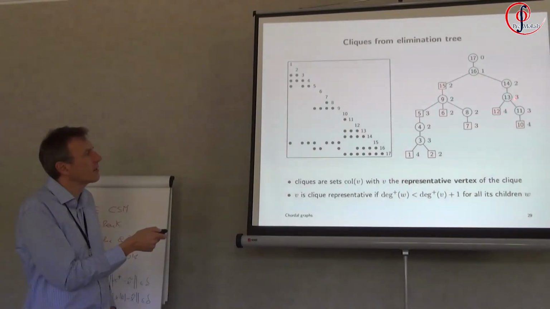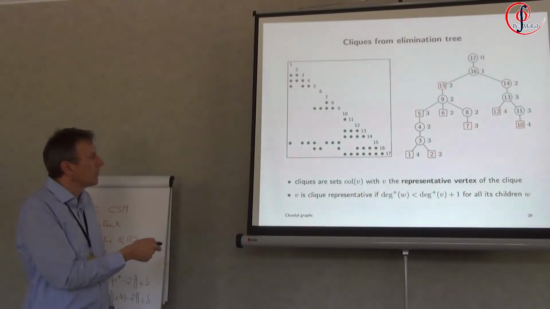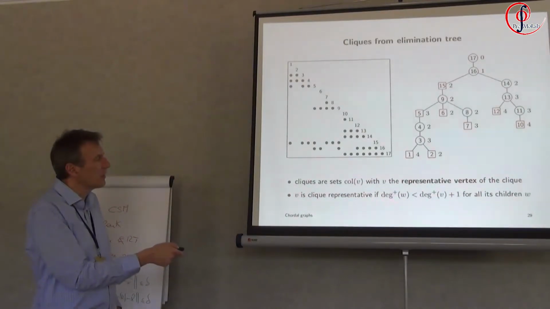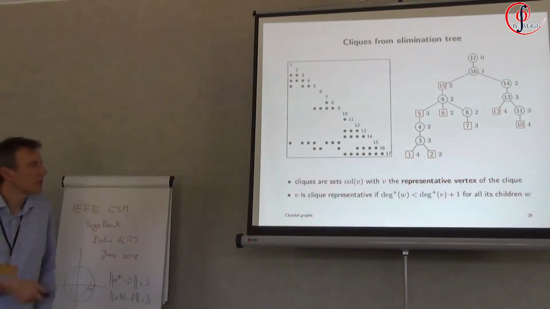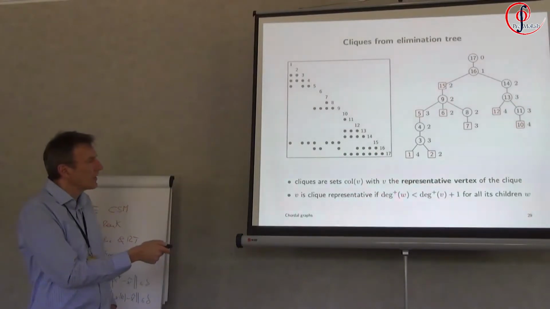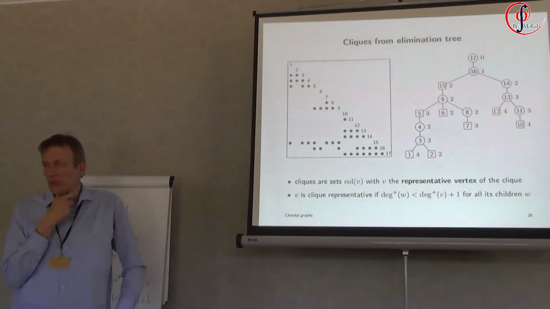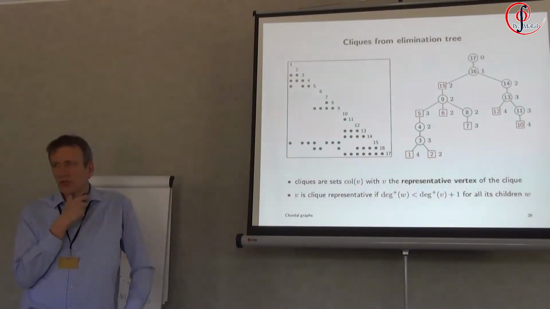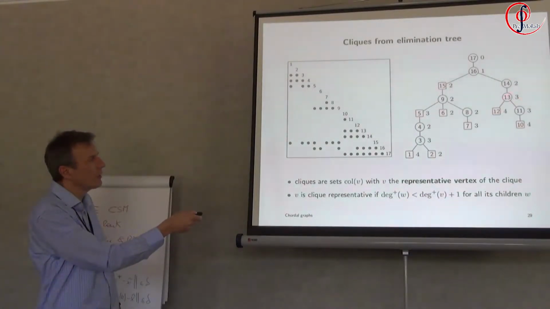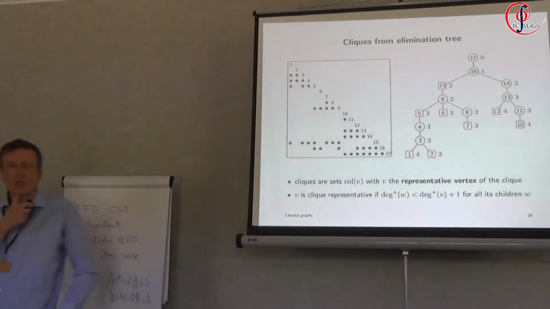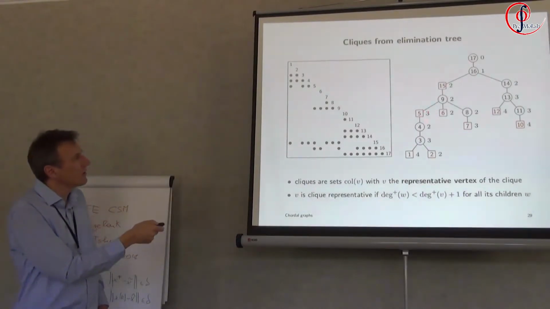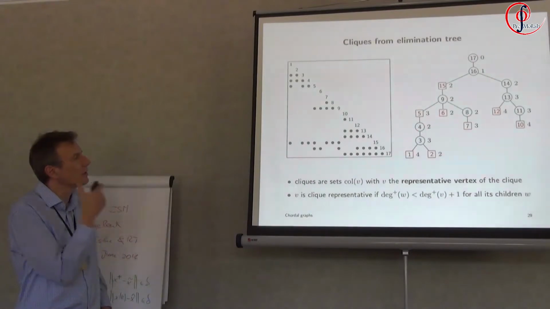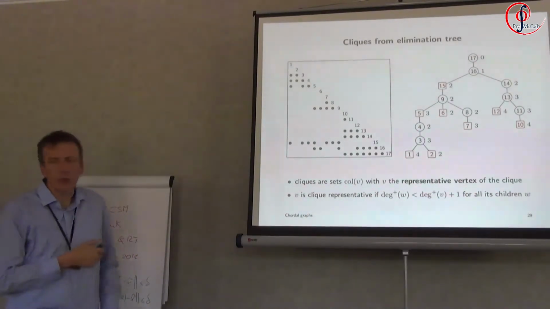It's not a representative vertex if it has a child that has a higher degree satisfying this strict inequality. So if there's a child that doesn't satisfy this with equality, then you say it's not a clique representative. So here, for example, 13 is not the representative vertex of a clique because it has degree 3 and has a child with degree 4. This one is a representative vertex because it has degree 3 and it doesn't have a child with degree 4.